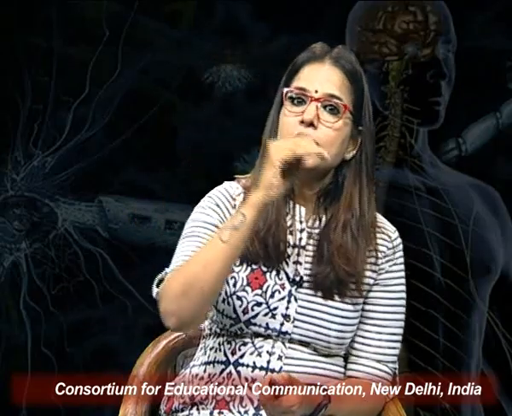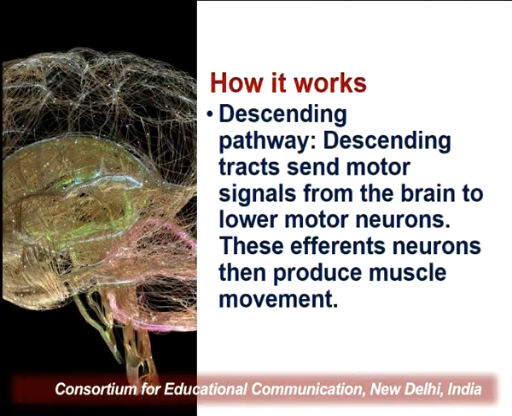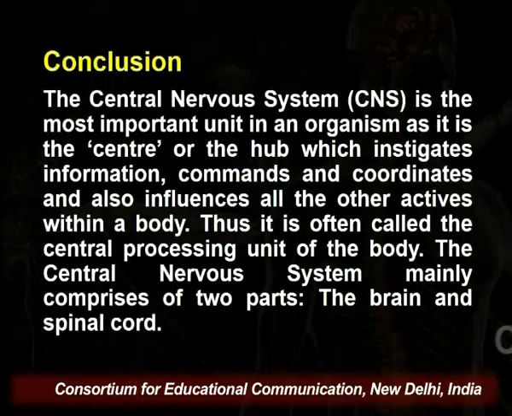Then the descending pathway. The descending tract sends motor signals from the brain to the lower motor neurons. These efferent neurons then produce muscle movements.